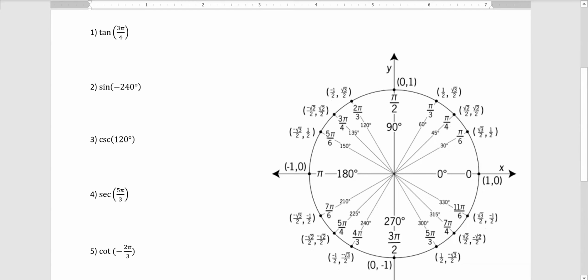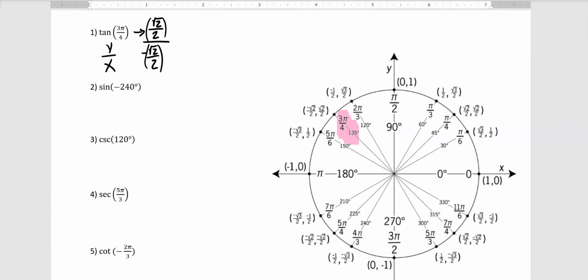So the first thing I'm going to do is identify where 3 pi over 4 is on the coordinate plane. So let's recall tangent of 3 pi over 4 is y over x, and 3 pi over 4 is right here. Okay, it's the same as 135 degrees. So I'm going to take the y value, which is square root of 2 over 2, and divide that by the x value, which is negative root 2 over 2. Okay, so hopefully we see something here. This is the same thing.